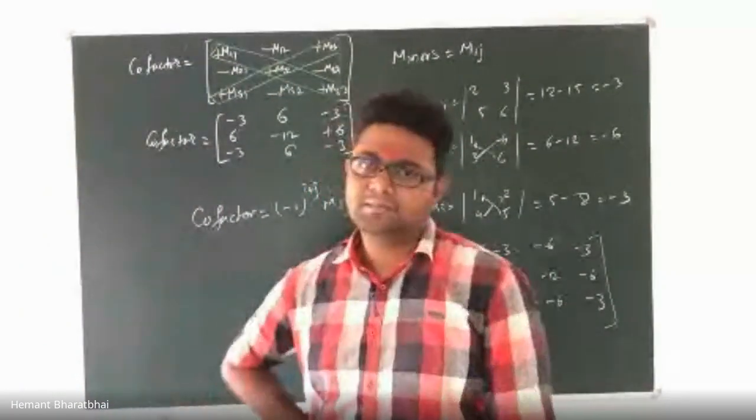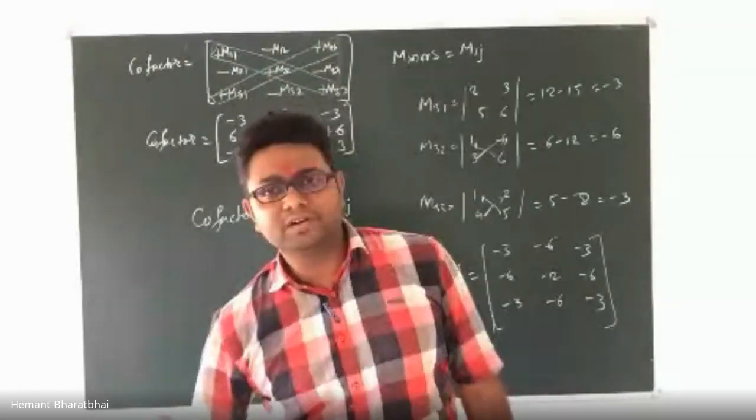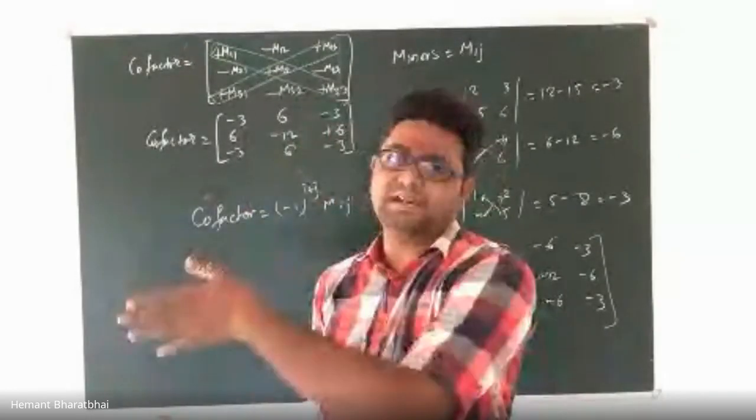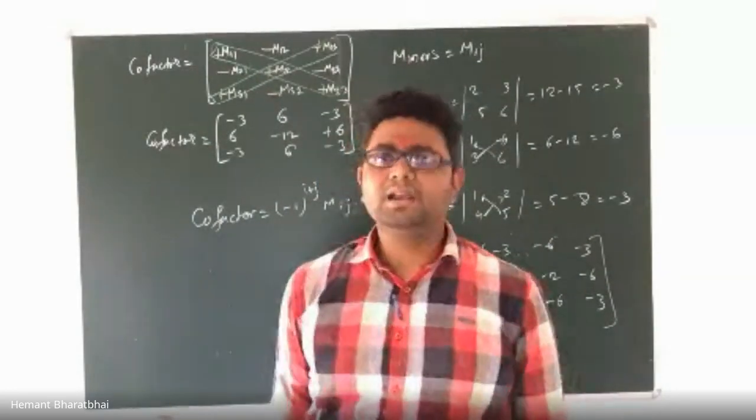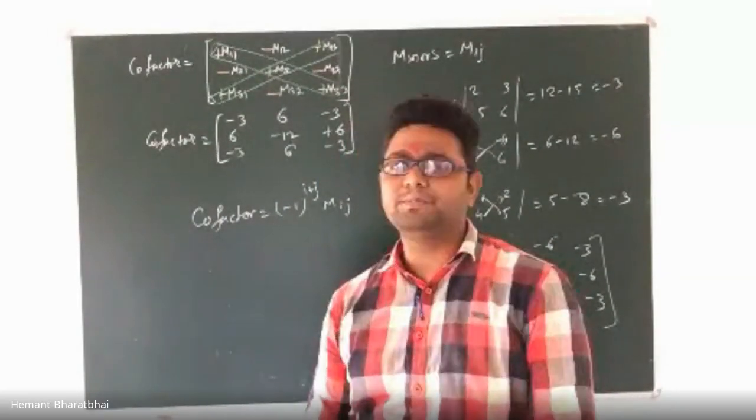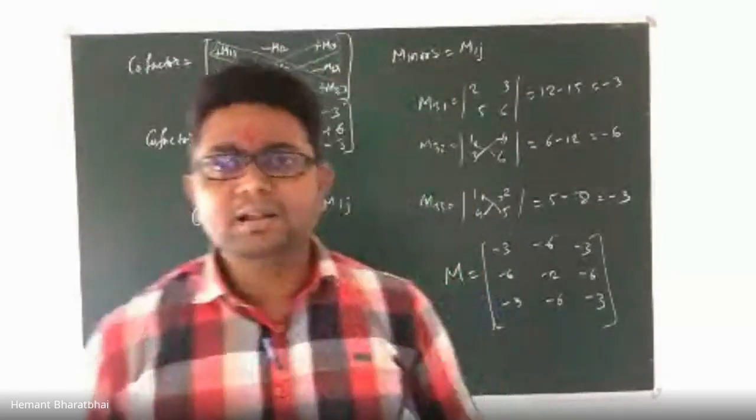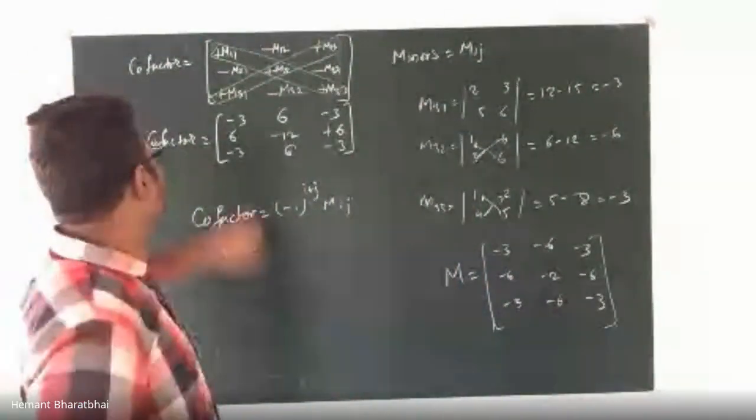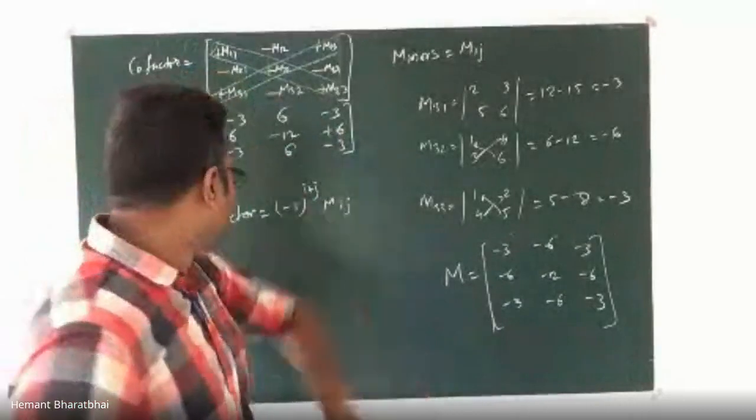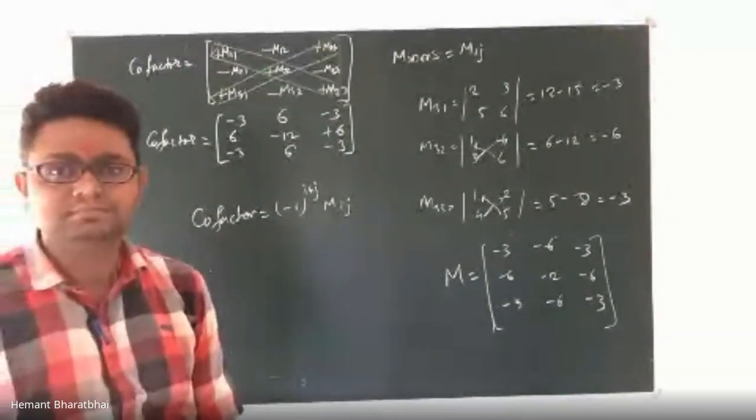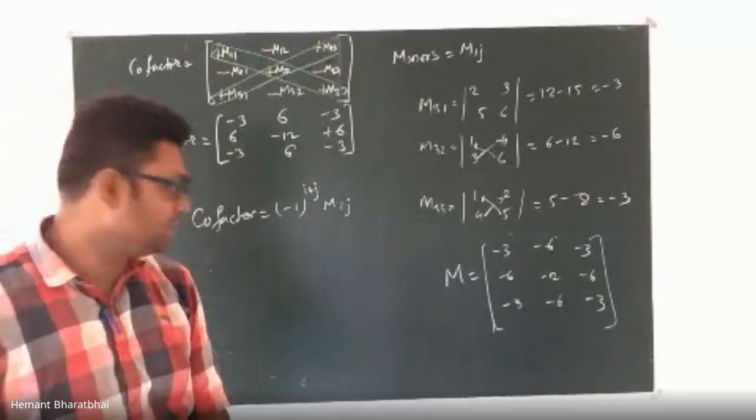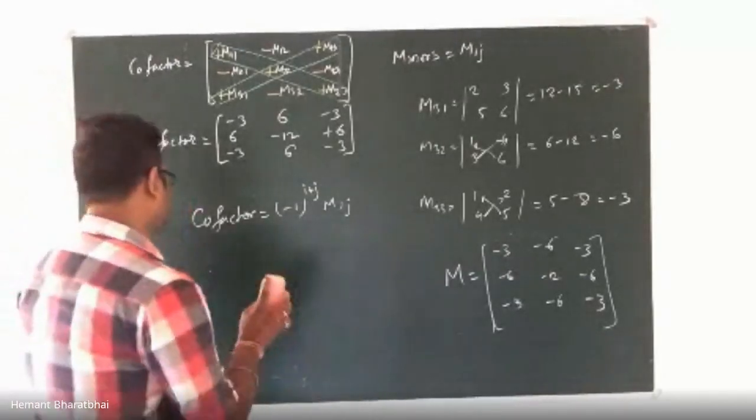But I have shown you a very easy method. First put positive signs in both the diagonals. Then whatever spaces remain, in all those spaces you put negative signs. Then the matrix which you get is called a cofactor matrix. Is that clear? Is that clear what the cofactor matrix is?